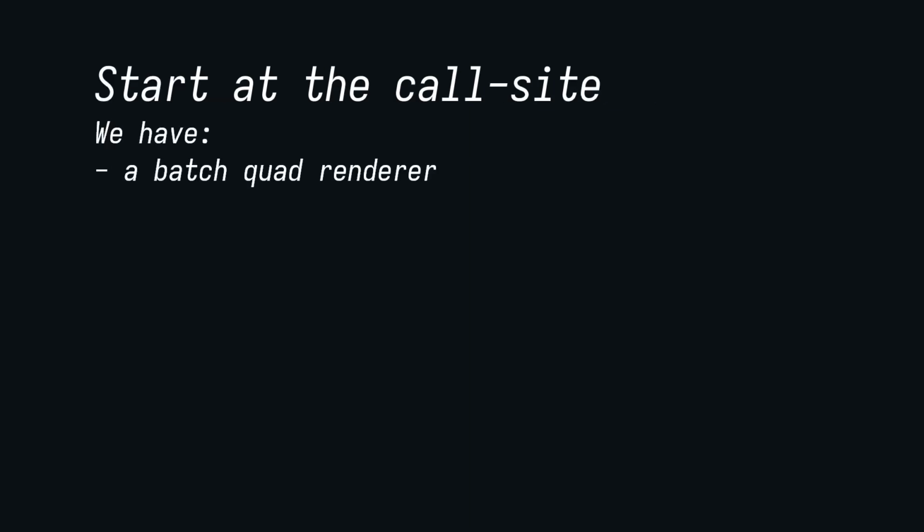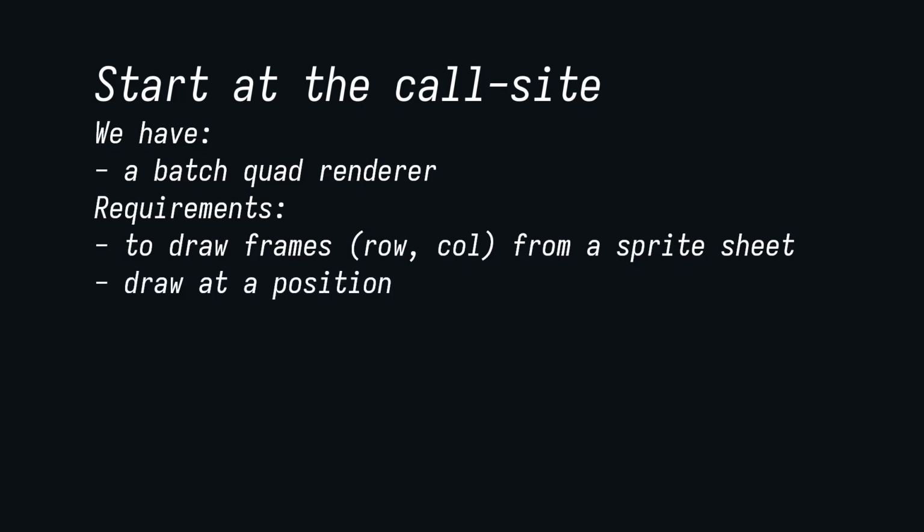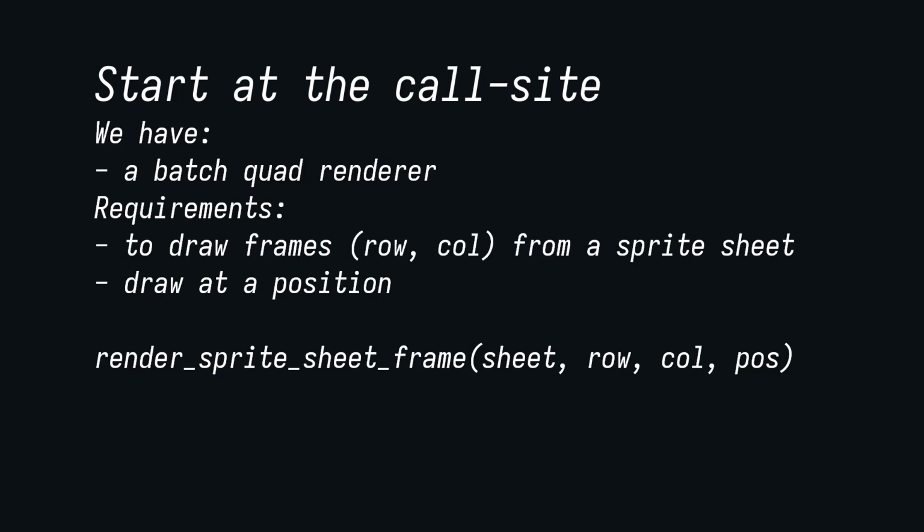In our case, we know we have a batch renderer up and running. We want to be able to draw particular frames from a sprite sheet. We can think of frames as being a row and a column. We also know we want to draw at a particular position. We don't care how the stuff is drawn, we just assume the renderer does it efficiently. Given these parameters, we can design a function like this.